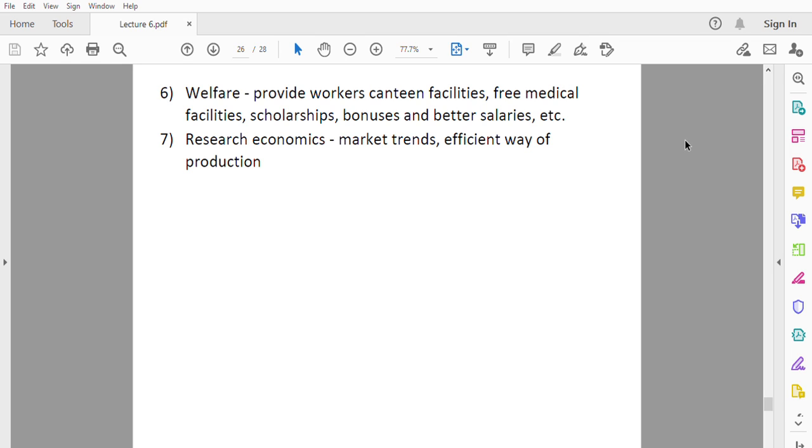And the last is research. As you expand, you'll be able to conduct research. Research is very important because it informs you the best ways to go about your business activity. So it gives you knowledge of market trends, efficient way of production, and that one will further reduce your cost. So all these are enjoyed as a firm expands.